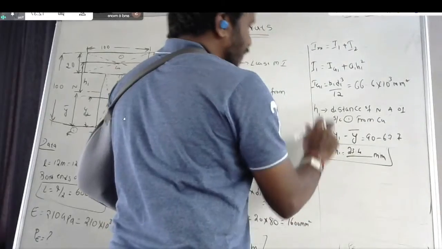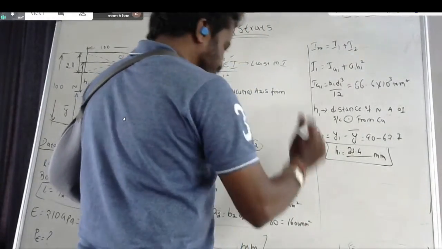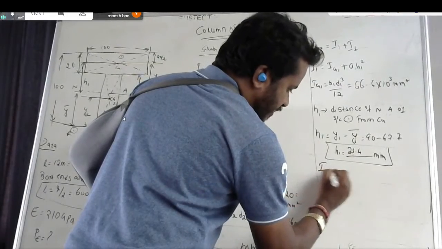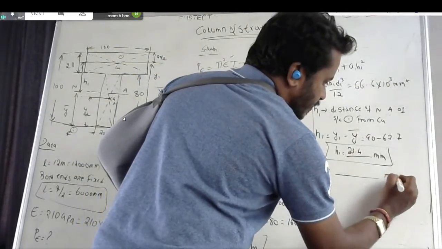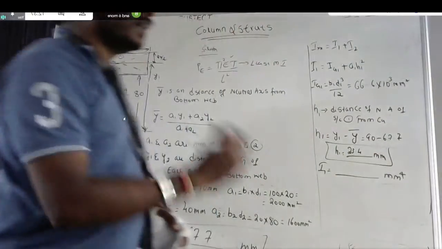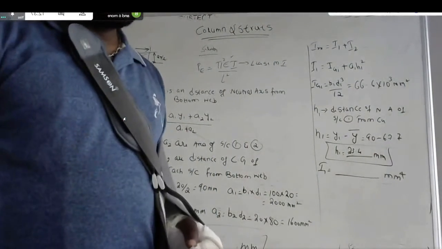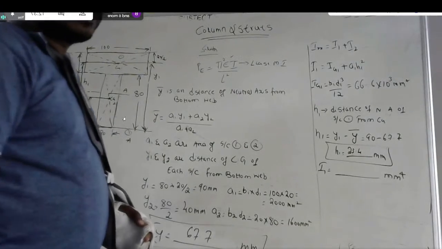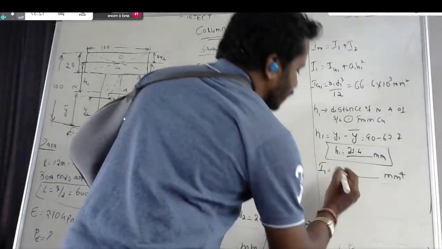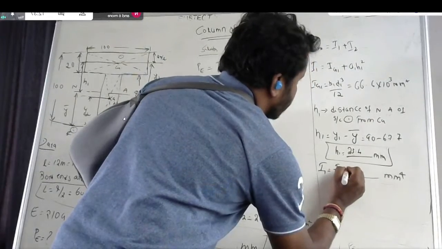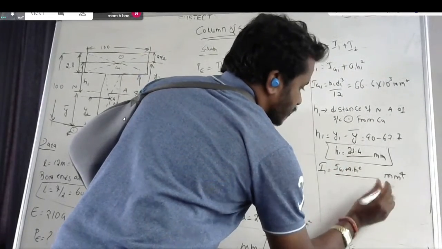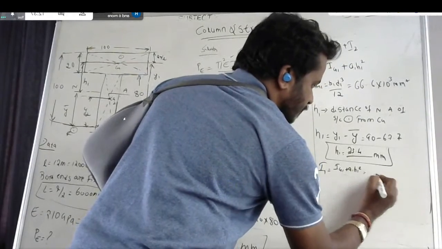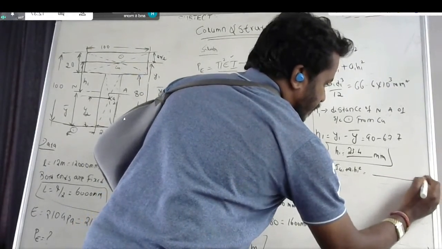I got H1, Ig1, and A1 I already know. Therefore, what is the moment of inertia of section 1? Can you tell me the I1? I1 is nothing but Ig1 plus A1 H1 square. Substitute all the values and check how much you will get, in terms of mm to the power of 4.